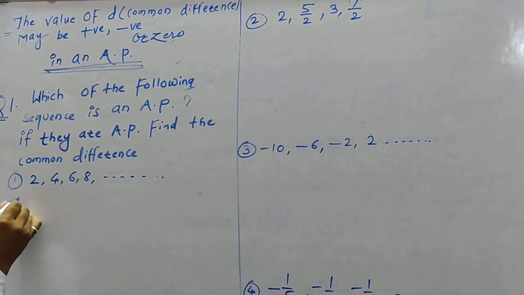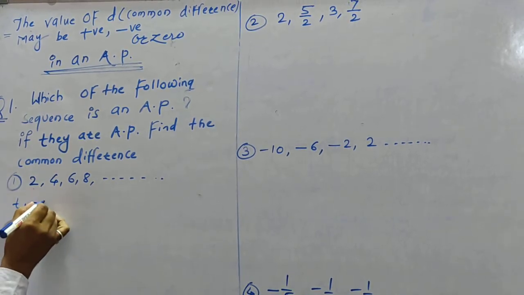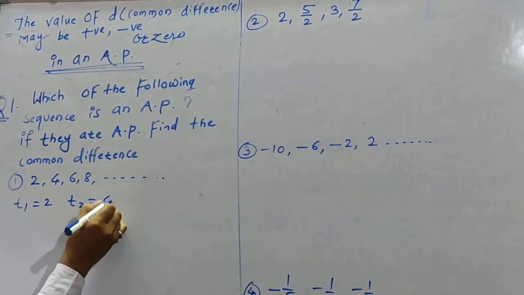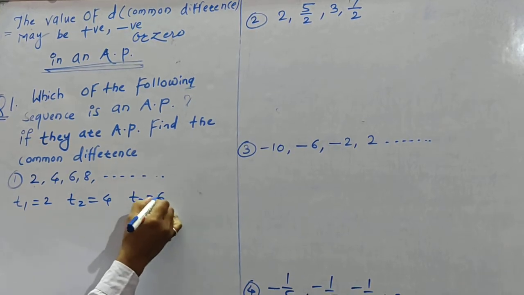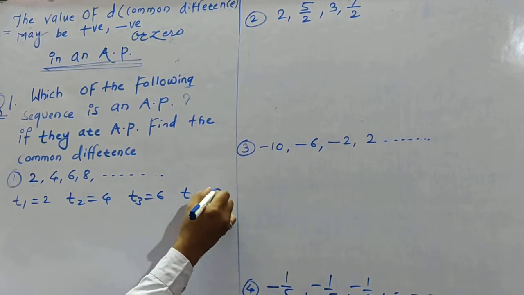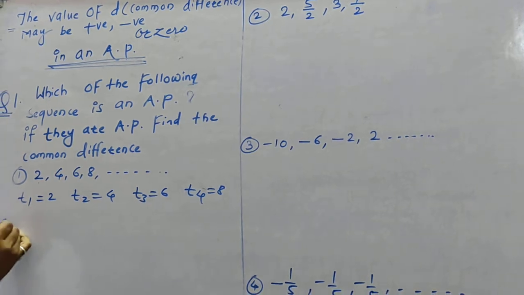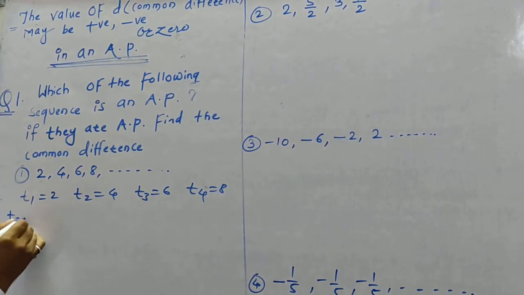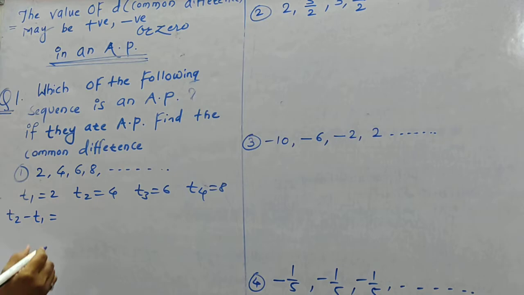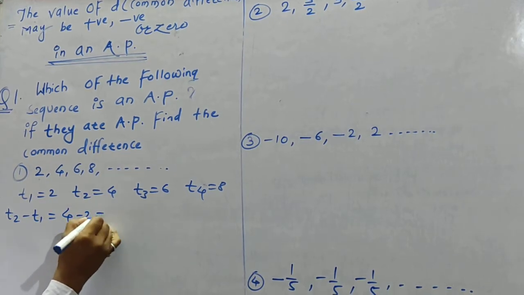So this term is T1. T1 is equal to 2. T2 is equal to 4. T3 is equal to 6. T4 is equal to 8. Now if we subtract T2 minus T1, T2 is 4, so 4 minus 2 is equal to 2.